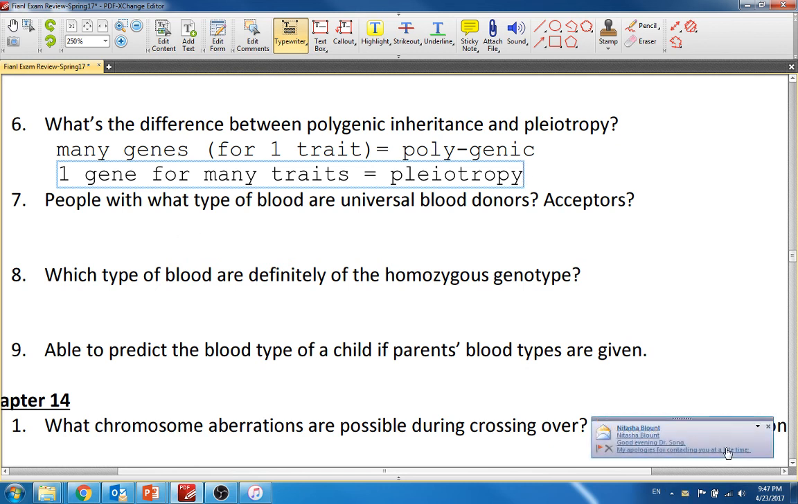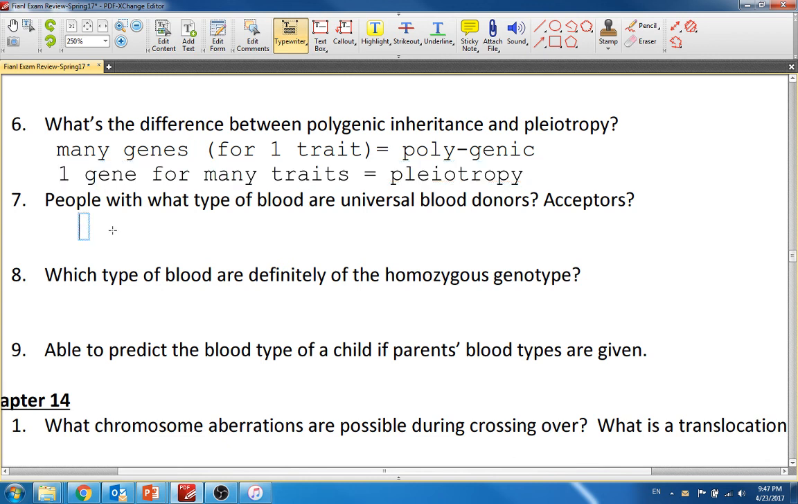Number 7, people with what type of blood are universal blood donors? That would be type O, because type O does not have either antigen A or antigen B. Universal acceptors would be type AB, because they already have those antigens in their body, so they are not afraid to take in more A's or more B's.